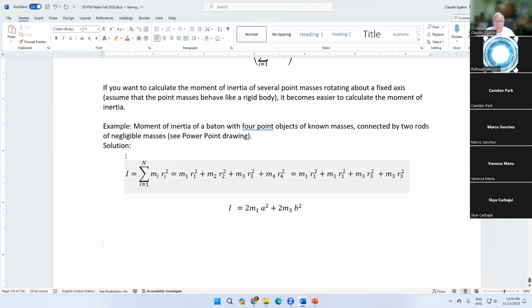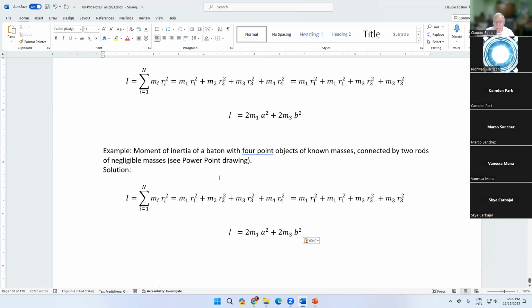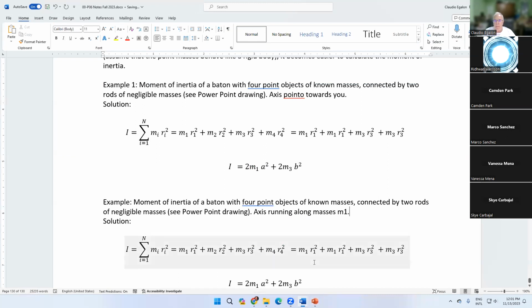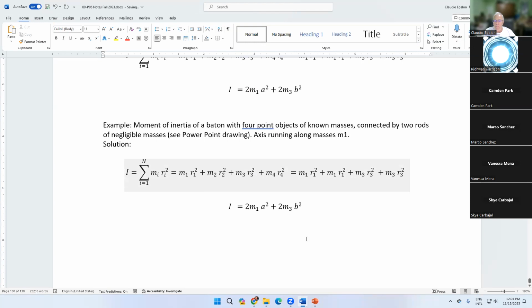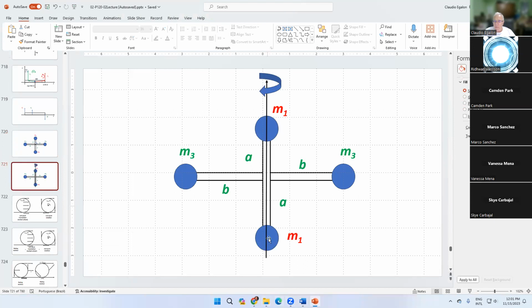And we can repeat that for the other axis. Example 1, axis pointing towards you. Axis running along masses M1. Now in this other situation, the axis runs along masses M1.